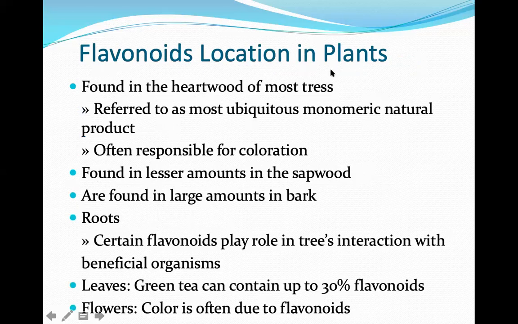Flavonoid location in plants. Where in the plant are flavonoids found? In the heartwood of most trees, the most ubiquitous monomeric natural product, often responsible for coloration, and found in lesser amounts in the sapwood also. So mostly found in the heartwood, but sapwood also contains them, and they are also present in large amounts in the bark, the skin of the plant, and they are also found in the roots. That means sapwood, heartwood, bark, and roots. Every plant organ contains flavonoids. Even plant leaves contain flavonoids.